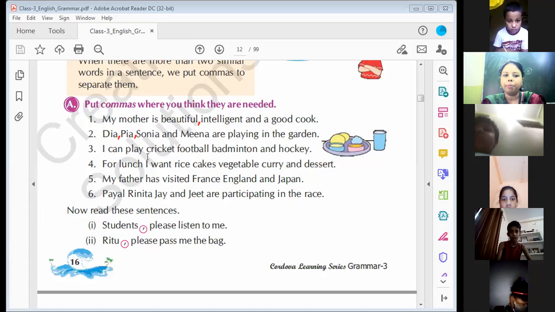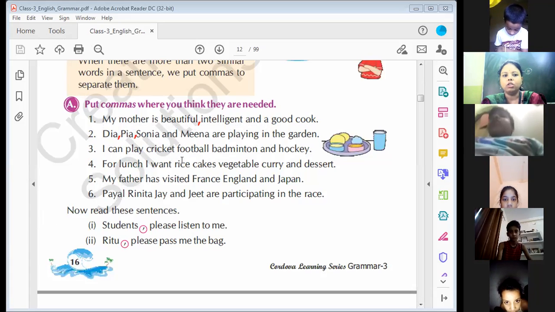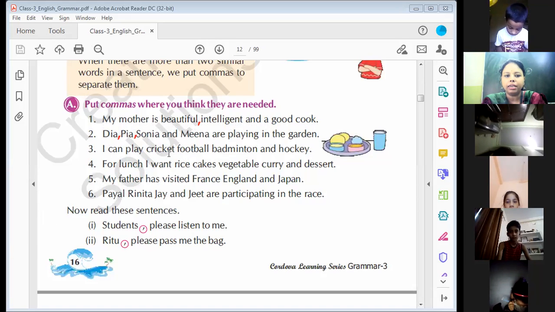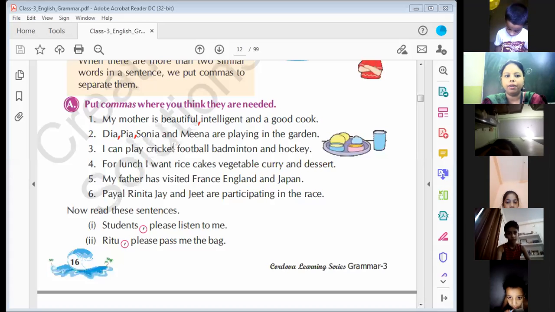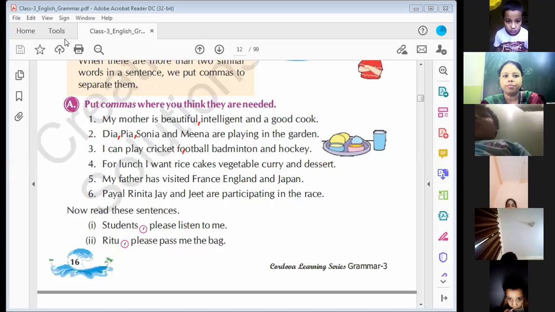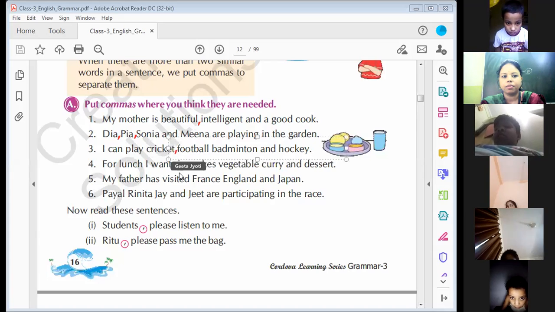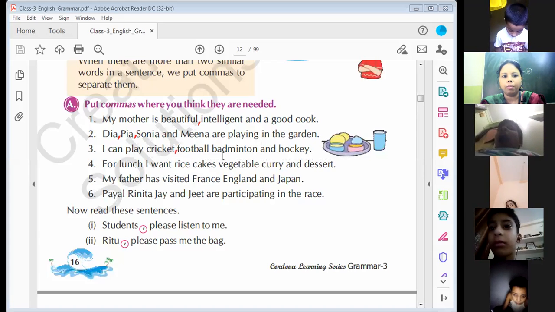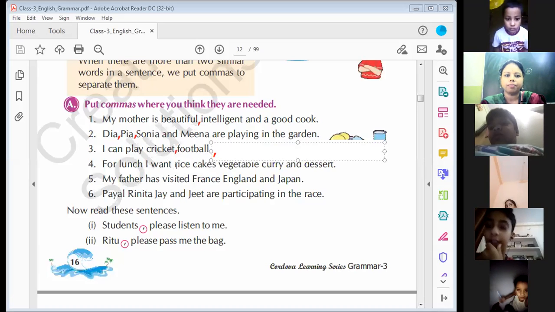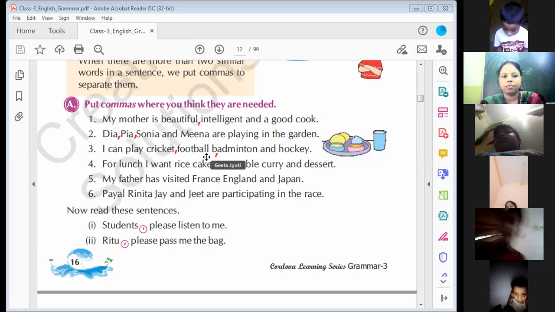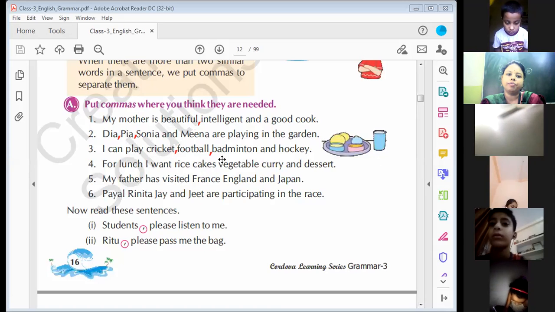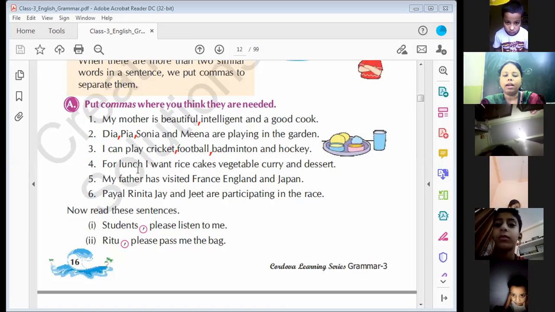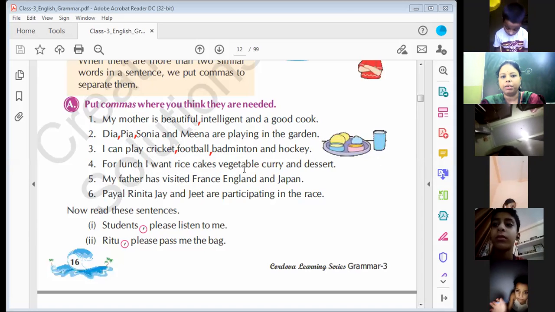Next question is, I can play cricket, football, badminton and hockey. So where should the commas come? Commas should be here between cricket, football, and football, badminton. Here we have to put commas. Cricket, football, and football, badminton, and hockey.